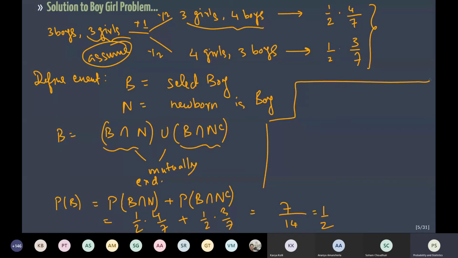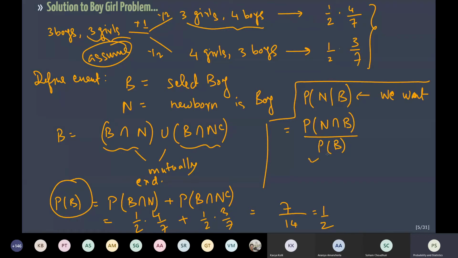Now what we are asking for in the question is the following: what is the probability that the newborn is a boy given that the selection was a boy? This is what we want. So what do we know? Conditional probability we know. The normal definition is N intersection B divided by probability of B. Probability of B we calculated here, so this is known, and B intersection N is also known, right?